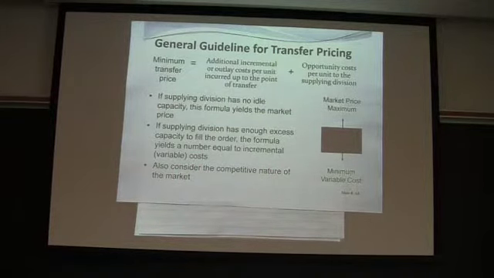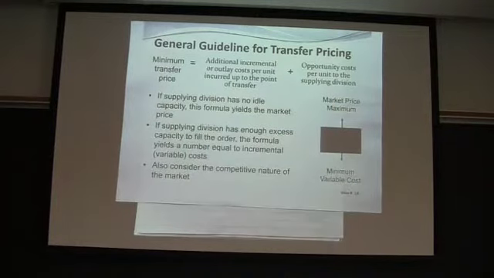Now, incremental cost says variable in there, but it may not be completely variable. It could be some fixed in there. So, for example, if you accept this additional order from an internal division, you might have to buy machinery that's important as part of the manufacturing process. That would be considered incremental cost, even though we would label that as fixed cost. Okay, so that's the minimum, that's the formula that we're going to use. Okay, let's take a look at the question.